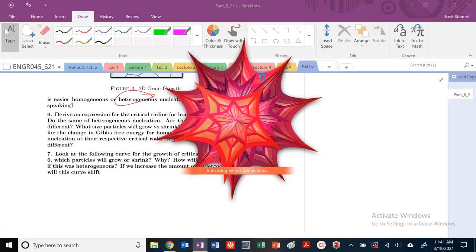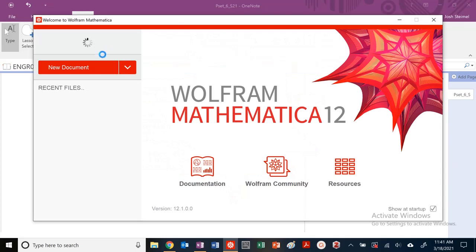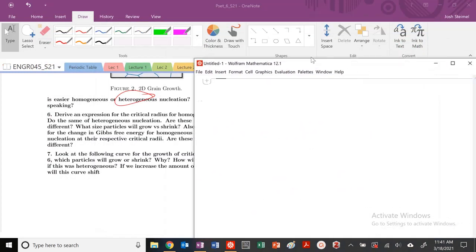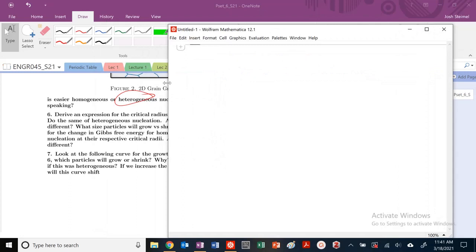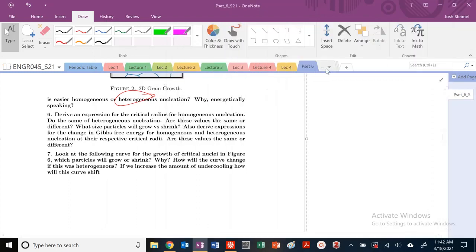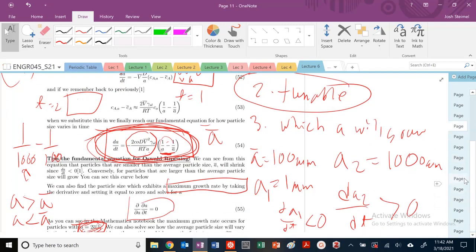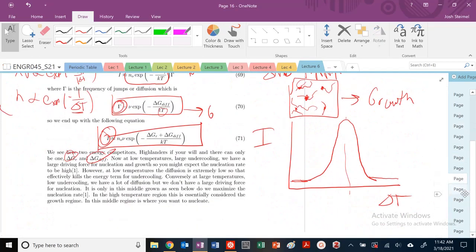Okay, so good old-fashioned derivation problem. Let's go ahead and open up Mathematica and write out our expressions. Let's go to our lecture 6. Let's look at our good old expression for homogeneous nucleation.